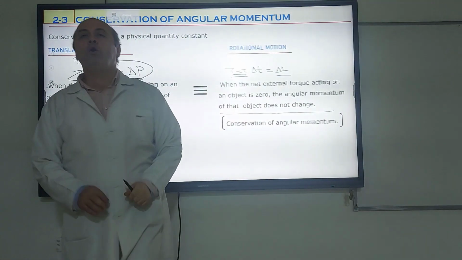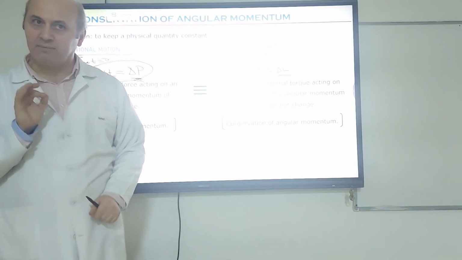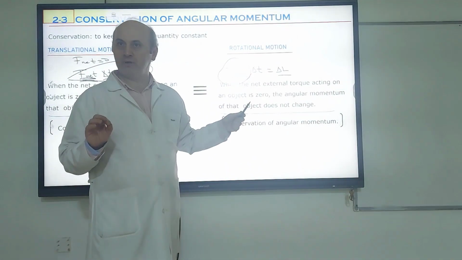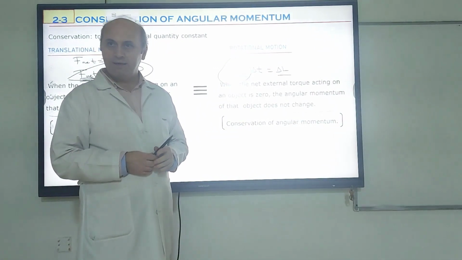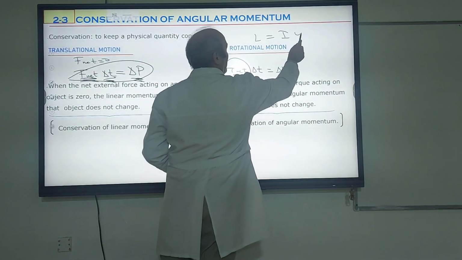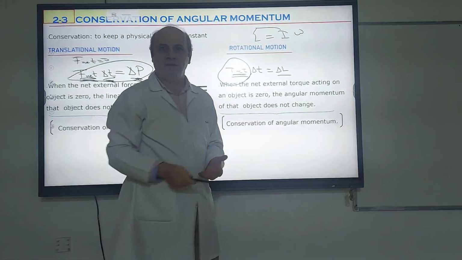So there is only one way to make a change in angular momentum. What is it? Net torque. Why am I saying this? Because you are misunderstanding this equation. L is equal to I times omega. When you check this equation, you see that, oh, they're related.